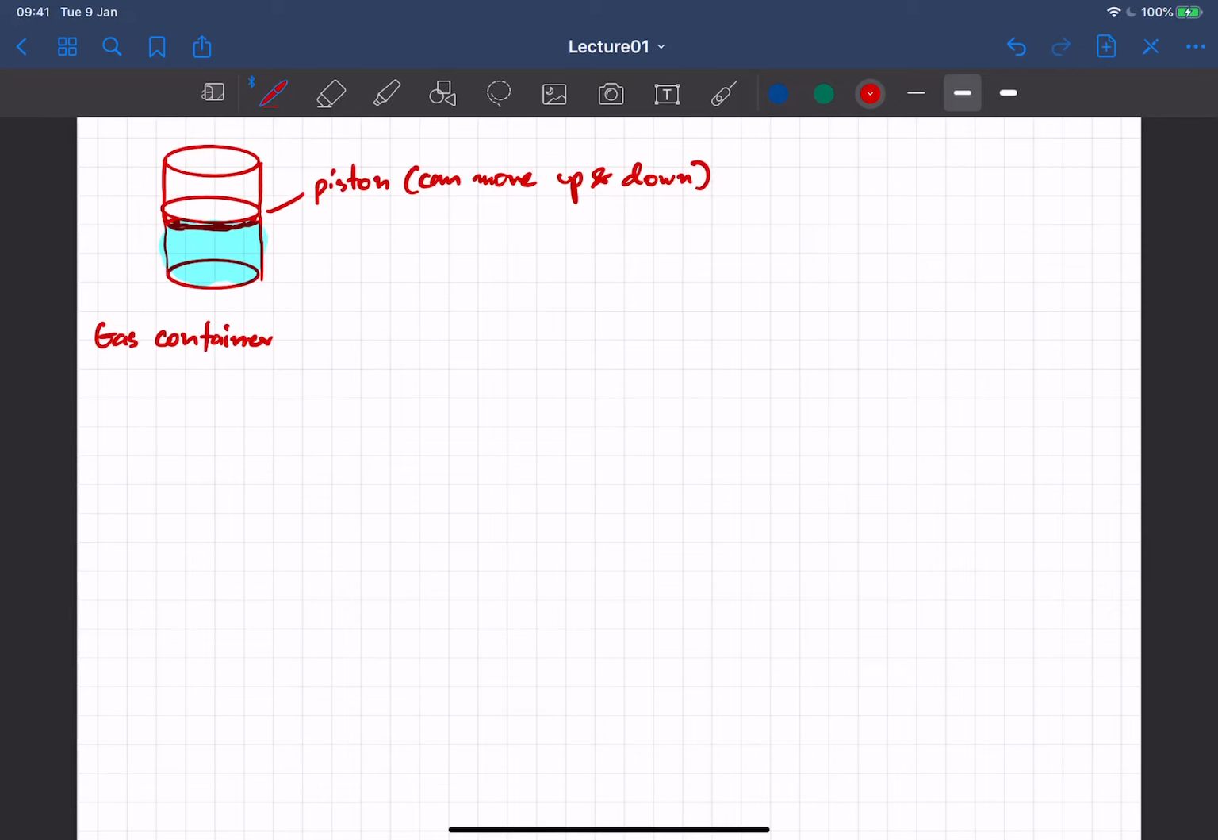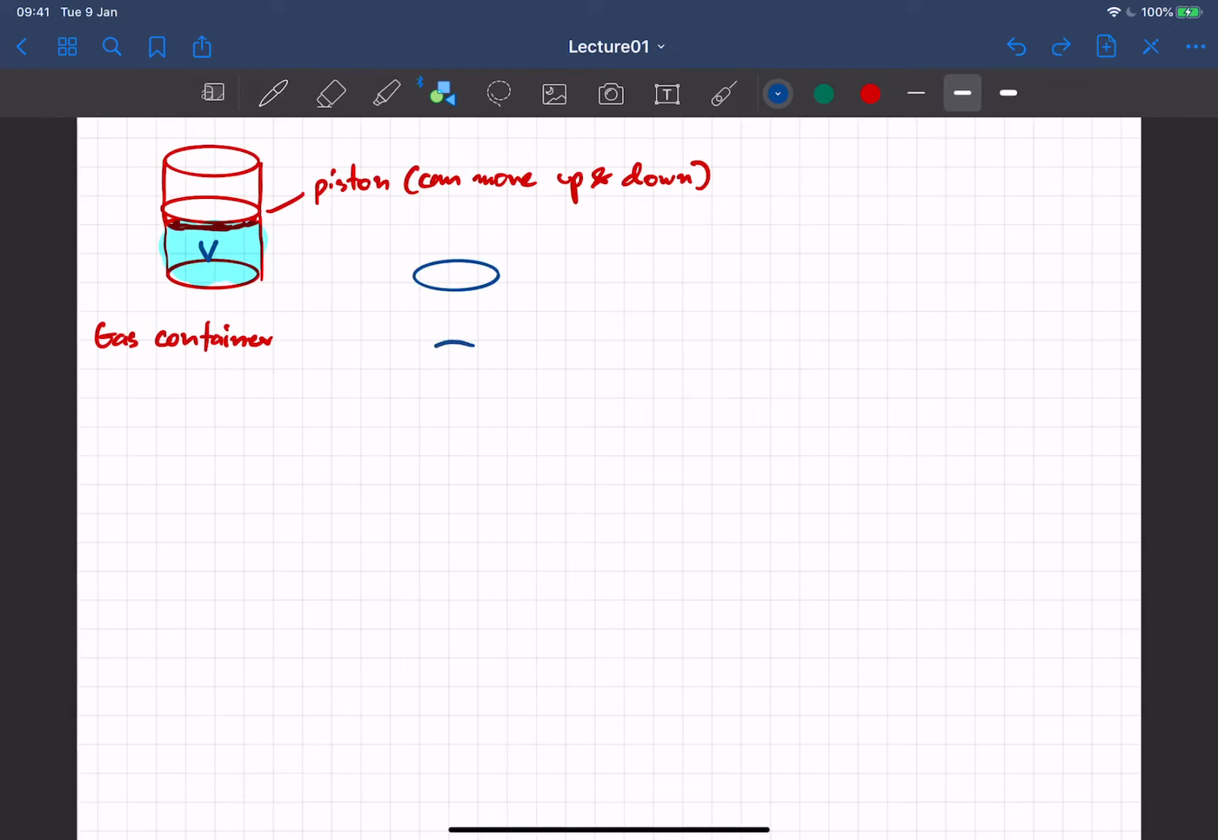Okay, so that means the volume of the gas, which is this part, can also change by moving the piston. So this gas is maybe oxygen gas or whatever. It doesn't really matter, but the important thing here is that if we heat up the gas, then it will expand, right? So the gas container will expand.